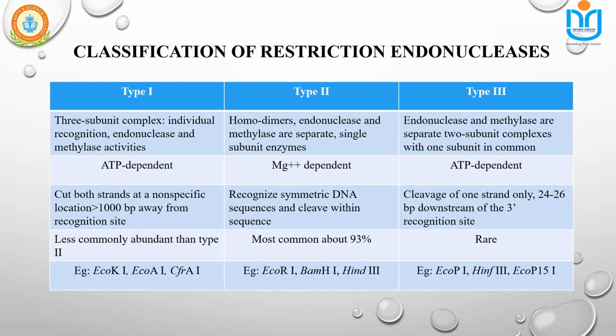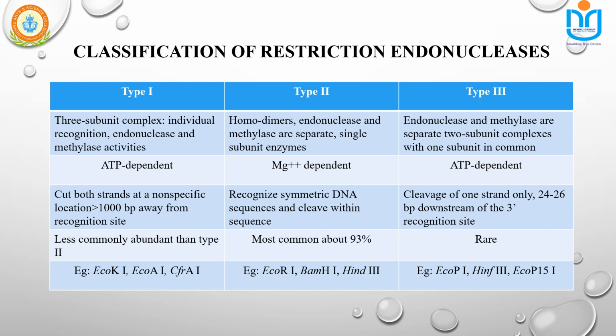Classification of restriction endonucleases. Type 1 endonucleases are a complex of three subunits with methylase activities. It is ATP dependent. It cuts both strands at a non-specific location around 1000 base pairs away from the recognition site. They are less abundant than type 2. Examples are EcoK1, EcoA1, CfrA1.